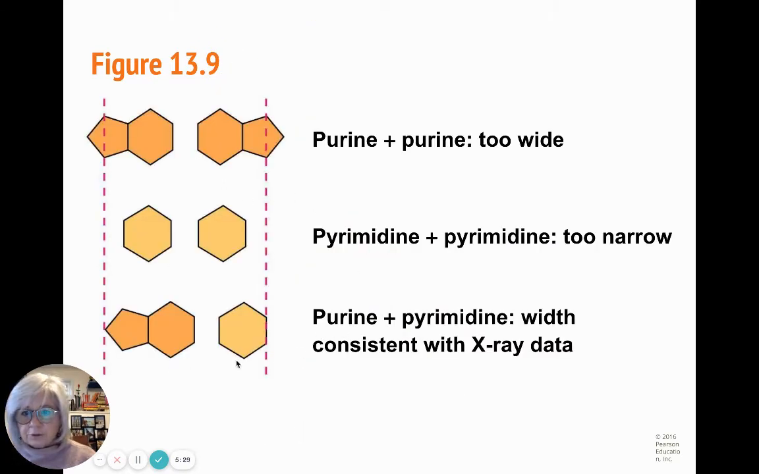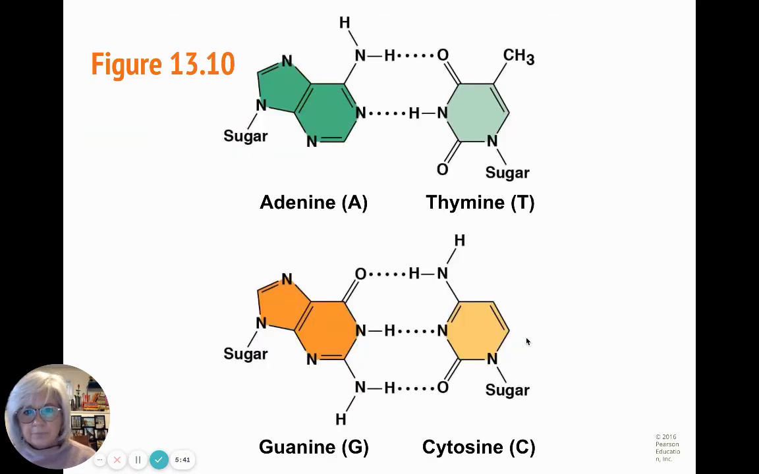And that's in this picture here. If you put two pyrimidines together, those are single rings, it doesn't get wide enough. If you put two purines, it's too wide. And if you do it this way, it's Goldilocks, just right. And it's consistent with the X-ray data.